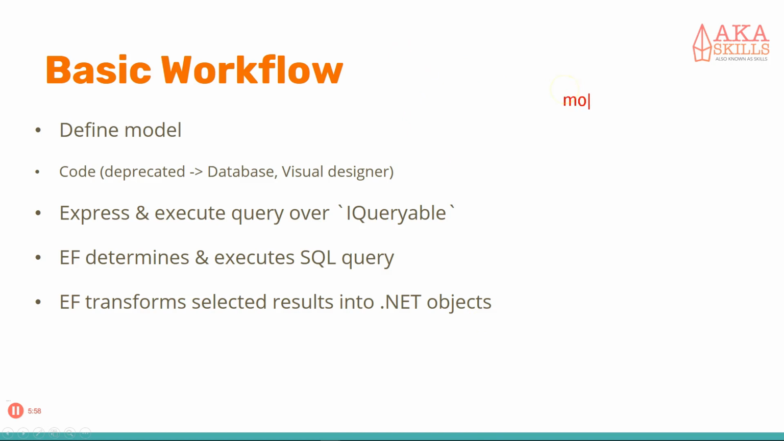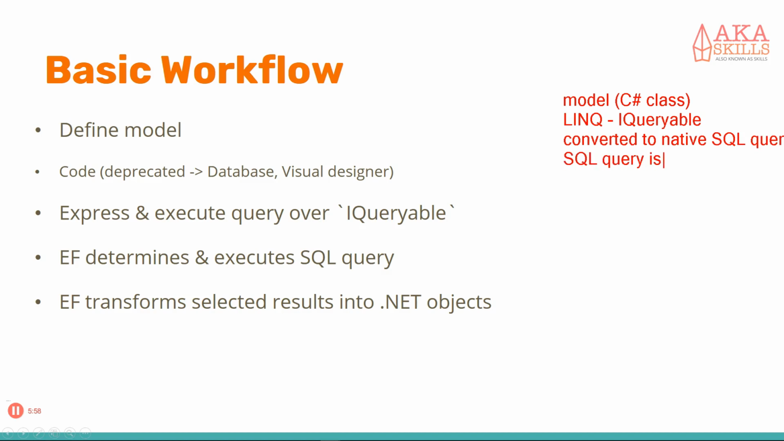So once again, we got our model, which is a C# class. When we would like to execute something, we're basically doing it with LINQ, which is returning IQueryable. With that LINQ, after that, it has been converted to a native SQL query. After that, this SQL query is executed. After that, we get some results and we convert database results to C# objects.